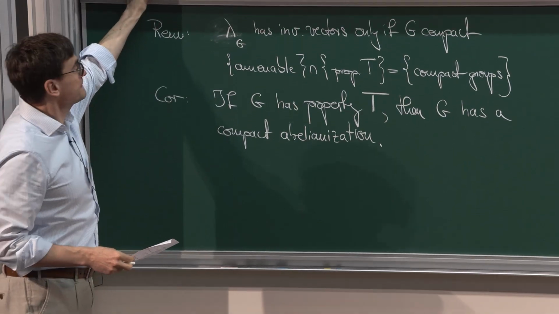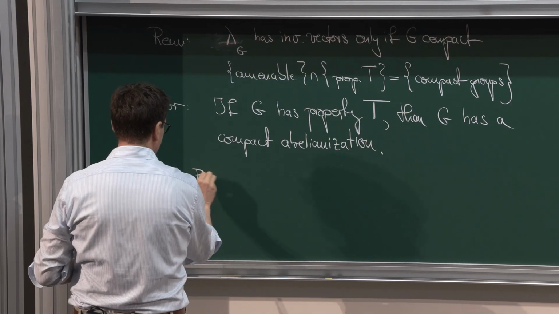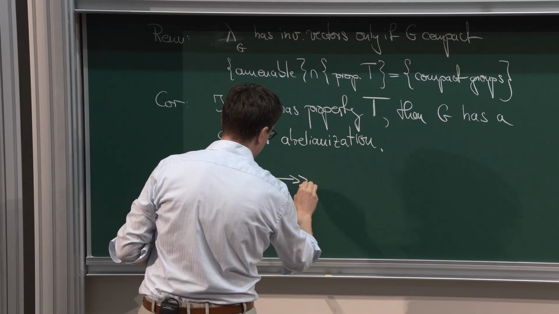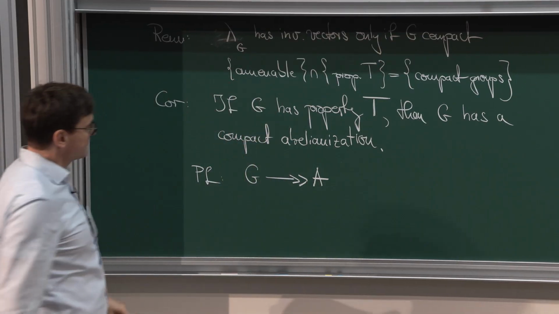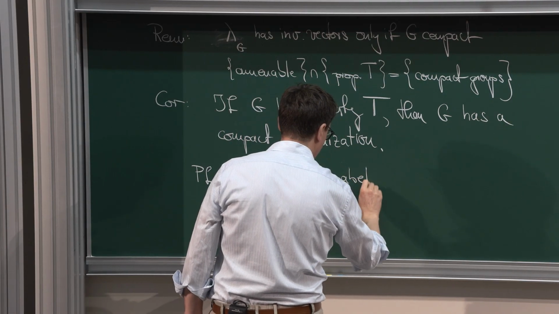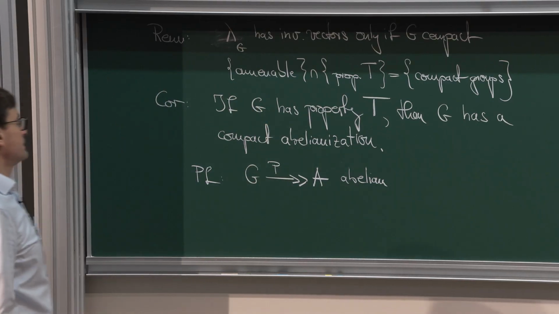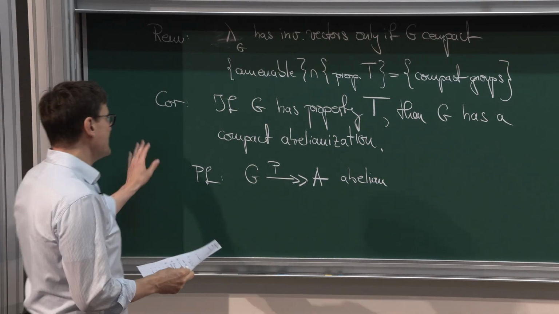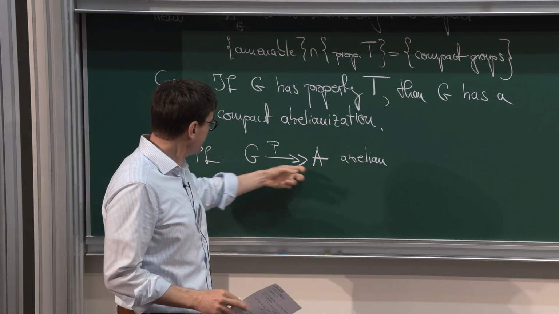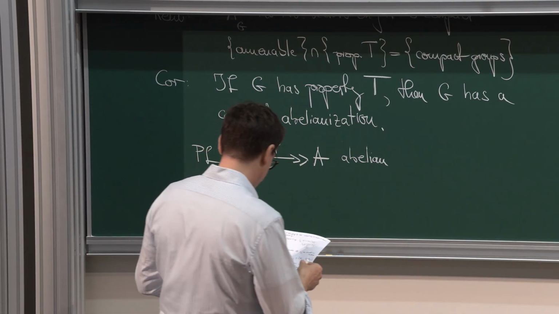So how do you show this? Well, suppose you have an epimorphism P of your group onto an abelian group A. And then we can look at the regular representation of A, and we can compose it with P to get a unitary representation of G.